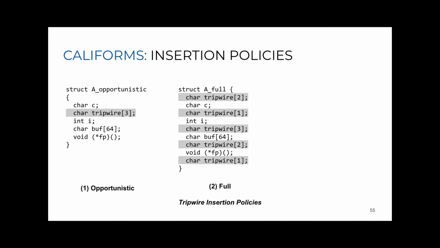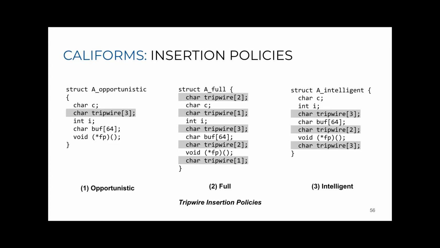The second insertion policy, which we refer to as the full one, adds randomly sized tripwires between each and every field of a struct. Our third and last insertion policy, which we refer to as the intelligent one, adds tripwires only between those fields which are more prone to exploitation, such as arrays, data, and function pointers.